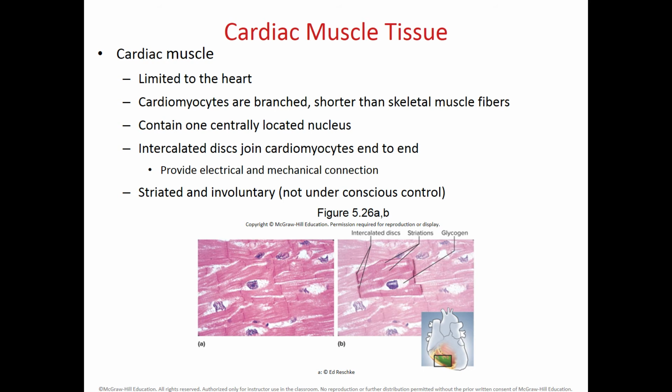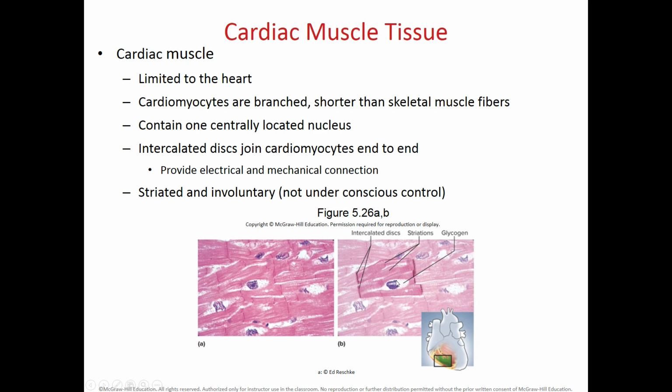Cardiac muscle is limited to the heart. The cells are called cardiomyocytes. The cells are shorter than the skeletal muscle fibers, and the fibers run a little bit more disorganized, so they branch. Each cell, or each fiber, which is another name for muscle cell, has one nucleus, and the nucleus is centrally located.